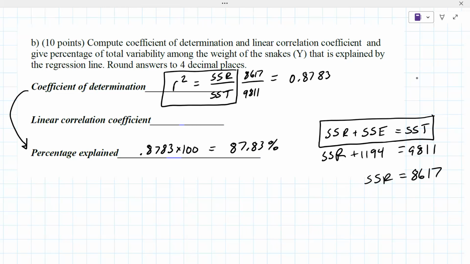Okay. All right, now to find R, it is the square root of R squared, but it's plus or minus. So you have to take the square root of that 0.8783 number. Okay. Now to determine whether it's positive or negative, let me know when you get caught up. Well, that's an important discussion.